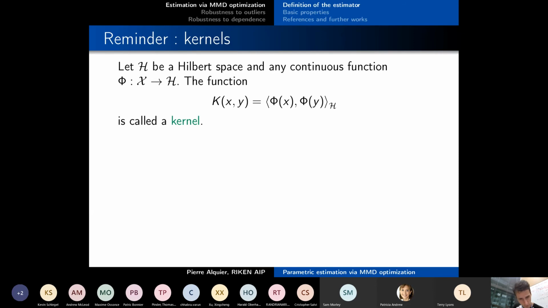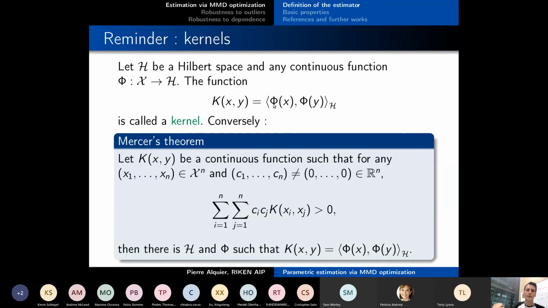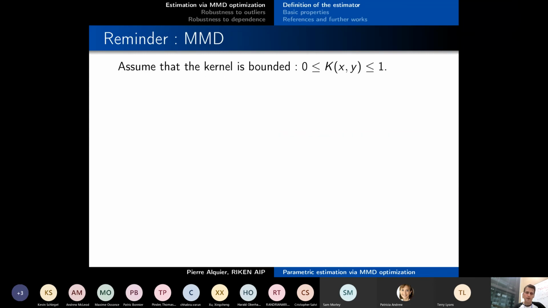So such a function is called a kernel. And kernel methods are very popular in machine learning, but usually they're not defined through the function phi. It's just that you give a two-variable function K of x and y. And if it satisfies the positive definite condition written here, then you know that there is an implicit function phi and space H such that K can be written as the scalar product between phi of x and phi of y. Usually this is used for non-parametric methods. I will show you how to use it for parametric methods.